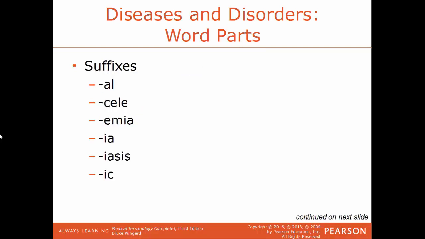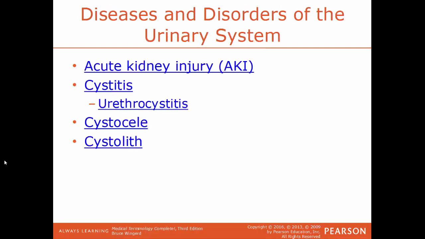All right, some common suffixes that you'll see. Al means pertaining to. Cele means a hernia. Emia means of the blood. Ia means condition. And iasis is an abnormal condition. Ic means pertaining to. Itis, the inflammation of. Megaly, the abnormal enlargement. Oma is a reference to a tumor. Osis means an abnormal condition. And pathy is a reference to a disease. Ptosis means a drooping or a sagging. Sis means the state of or a condition. And uresis means urination.